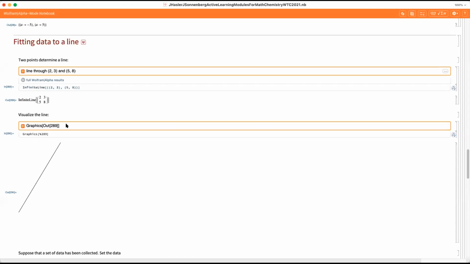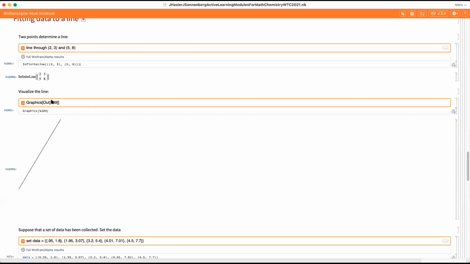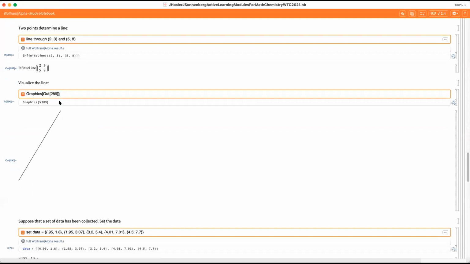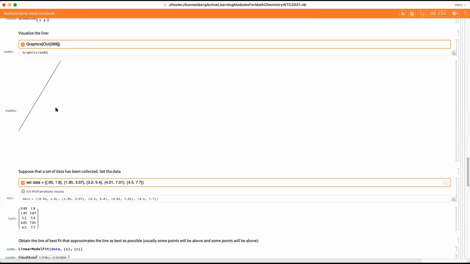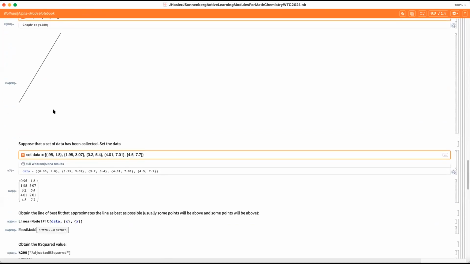And then once we have that, we can figure out more information about that. For instance, we can take the last output there and do graphics of that. And we're going to find this line representation here in the form of a graphic.